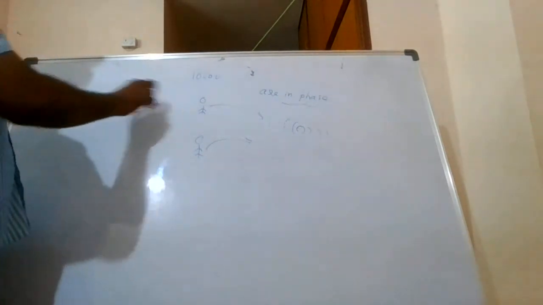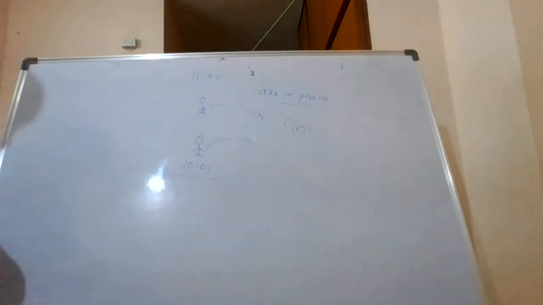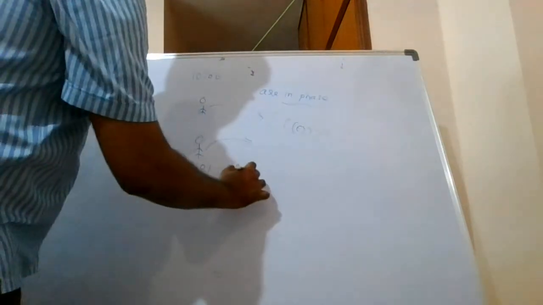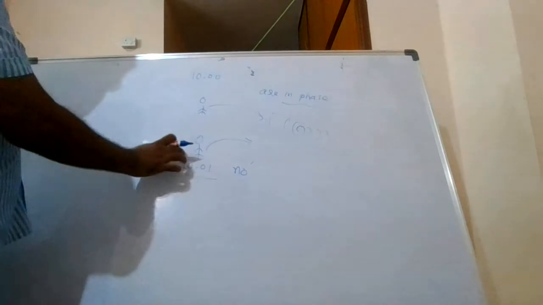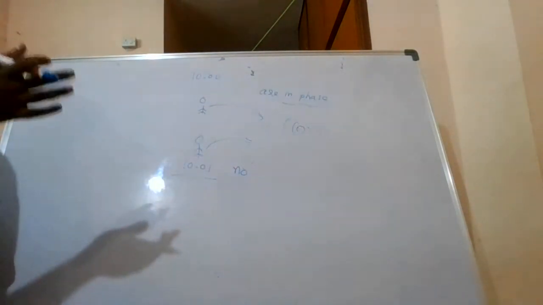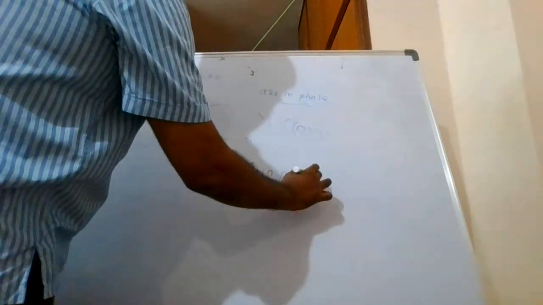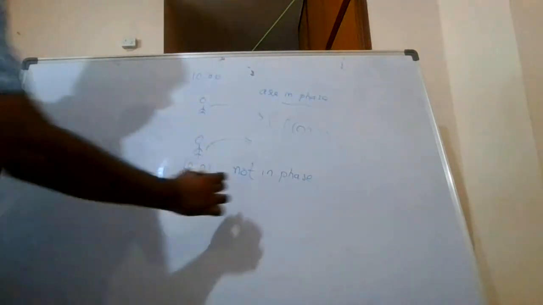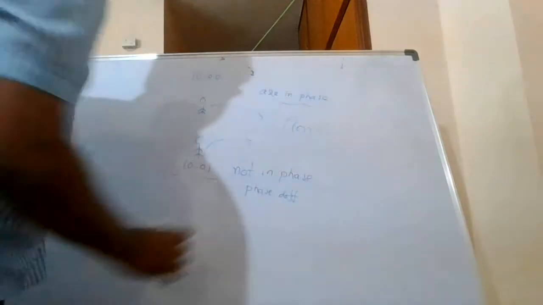Suppose this fellow threw the stone at 10 o'clock and this fellow threw the stone at 10:01. There is a time gap also now. So they are not in phase. See, when you throw the stone, some wave is created here. This fellow threw the stone, some wave is created. Both two waves are not in phase. They are not in phase first of all. So, there must be some phase difference.